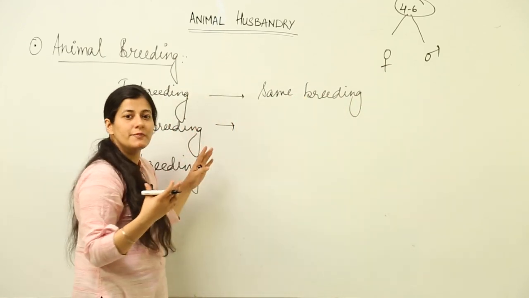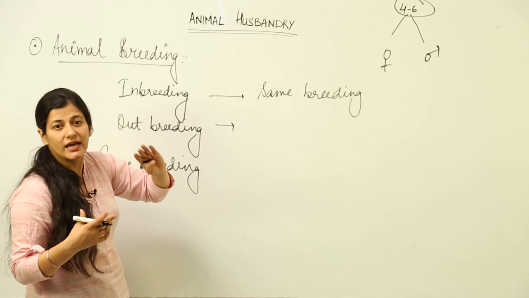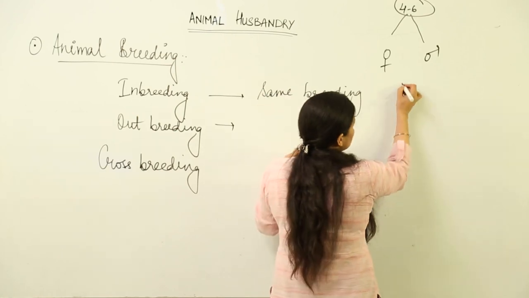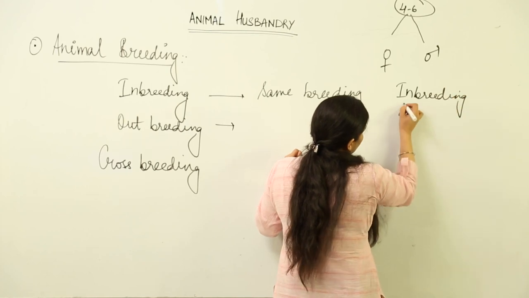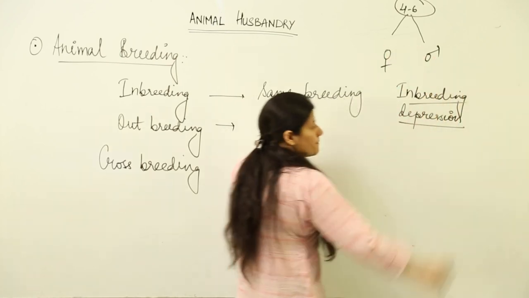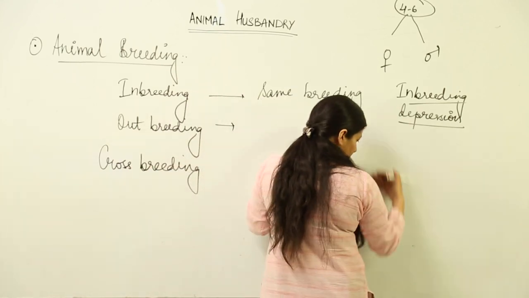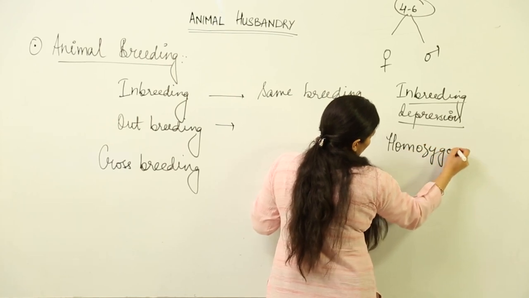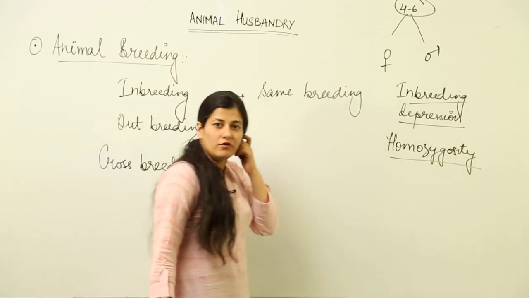Now, this inbreeding is beneficial if the superior male and female are taken into consideration. But with time, if the same breed animals are bred time and again, it leads to inbreeding depression. Now, what is this inbreeding depression? Here I would ask you to take your memory back to genetics, where we said that more and more pure line crosses lead to homozygosity. Now, what is homozygosity? For expression of a gene, we have a homozygous locus.